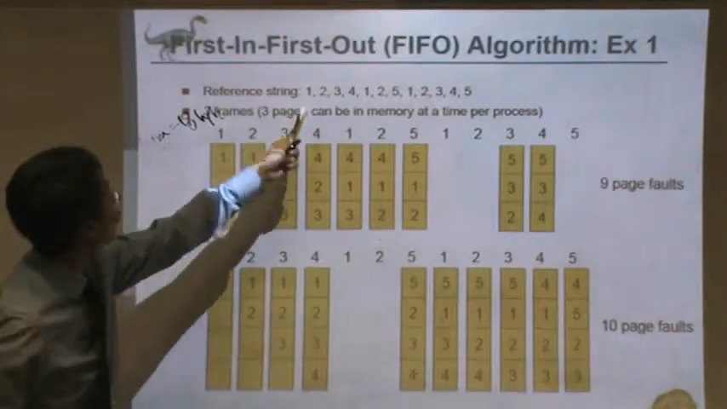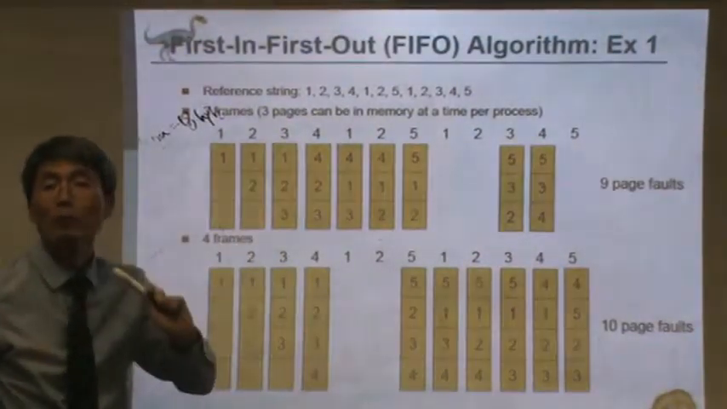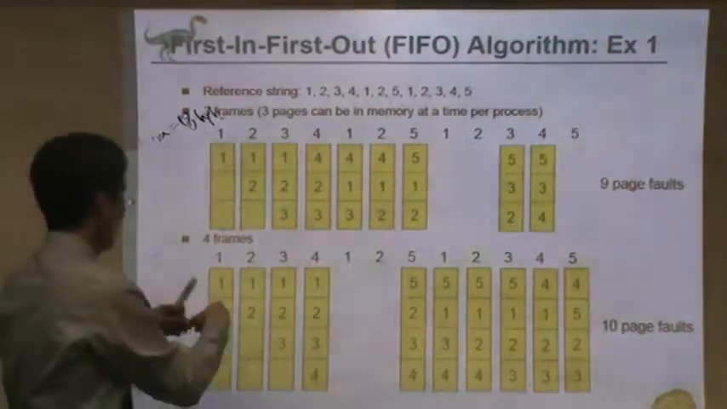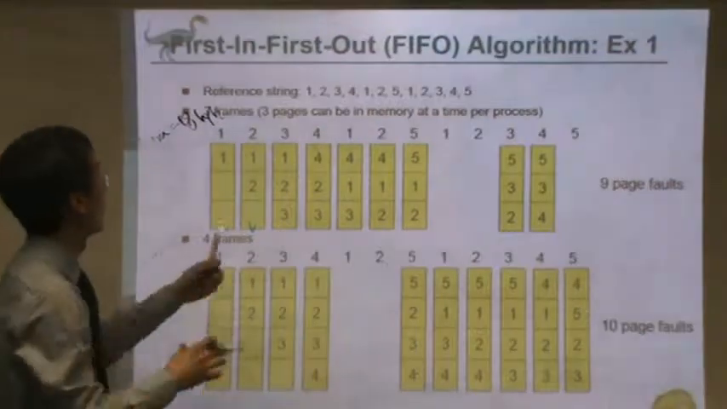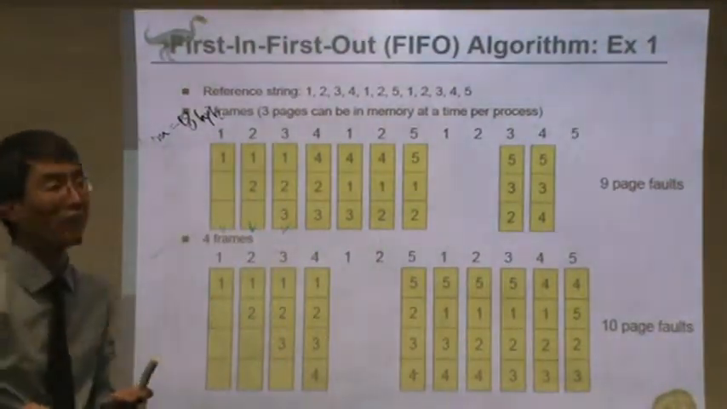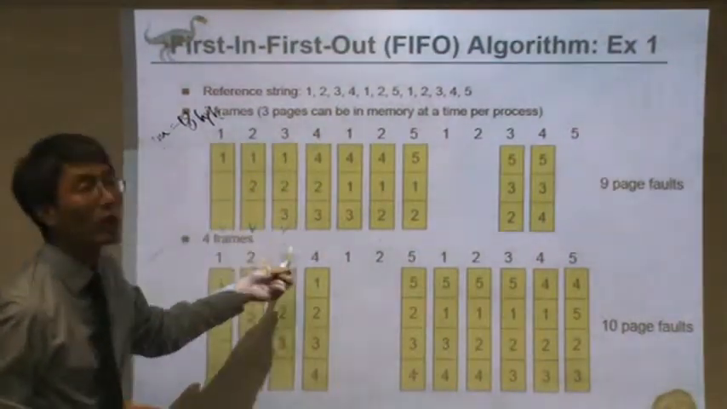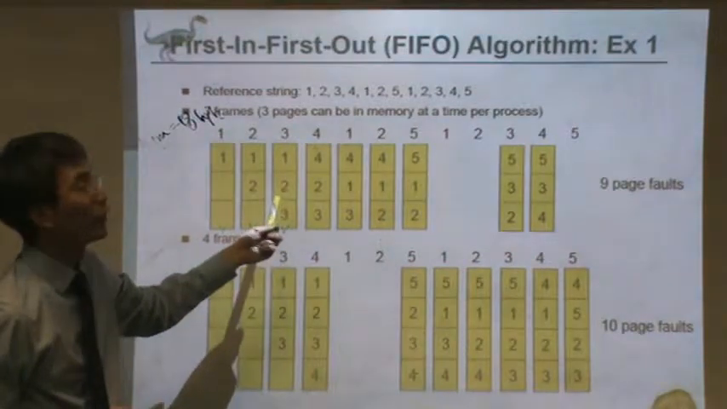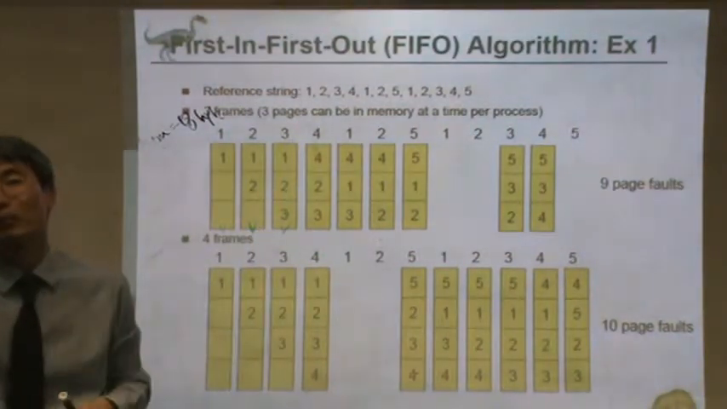Then once the 2 is called, there's no 2. So it's a page fault. So we need to bring the page 2 into the memory. What about 3? 3 is not there. So it's a page fault also. Then 4. Is there any 4 over here? No. So we need to decide one of the page frames as the victim page.